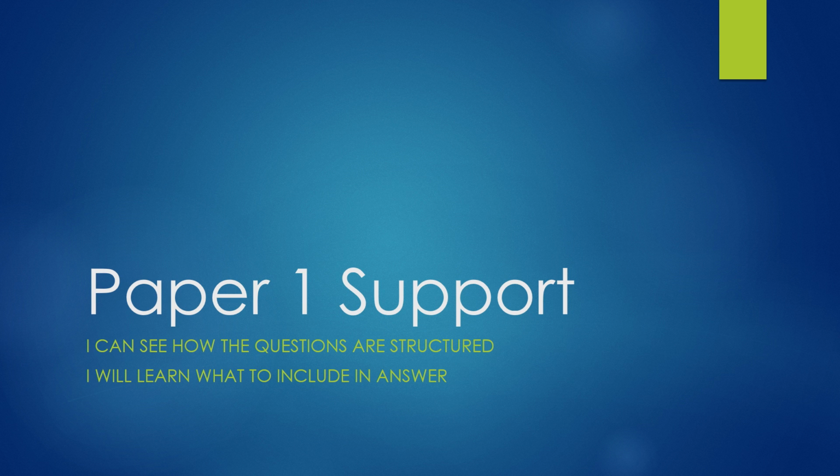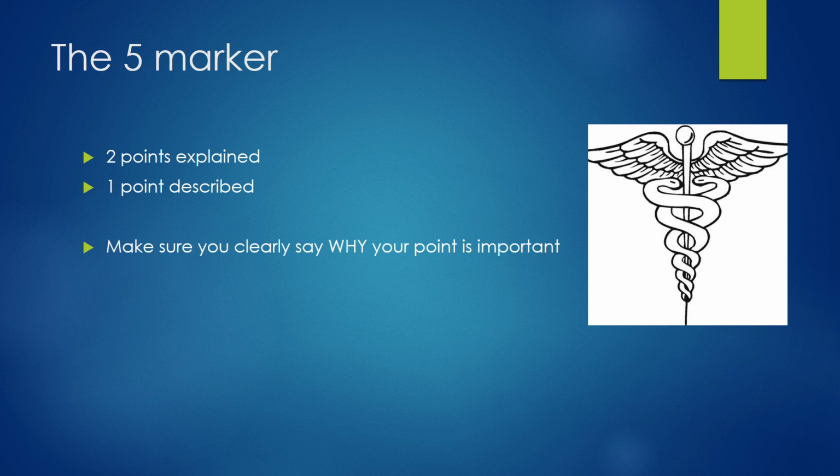This is a presentation about how to help you in paper 1. The first thing we're going to have a look at is the 5 marker. For the 5 marker, the real easy thing to remember with this is that you need to make 3 clear points about what you are talking about.